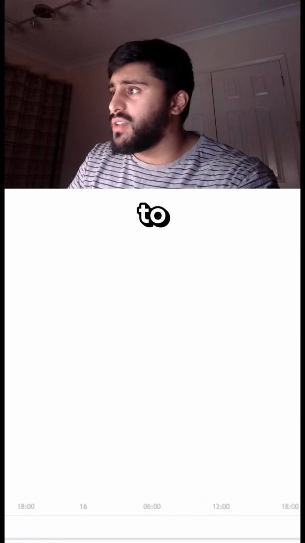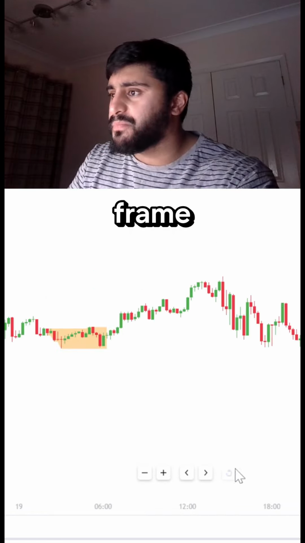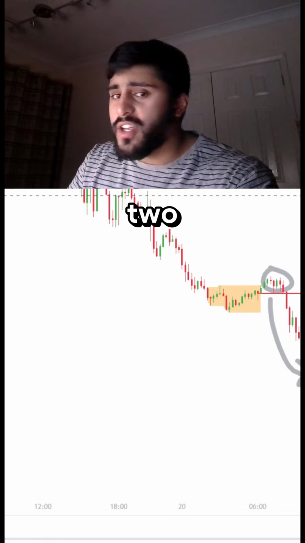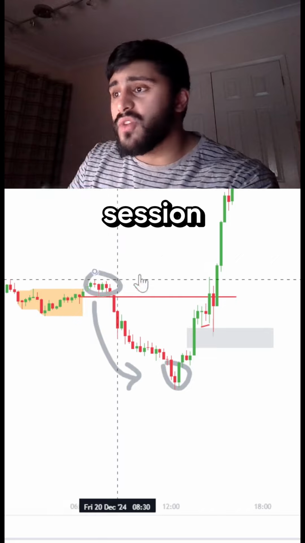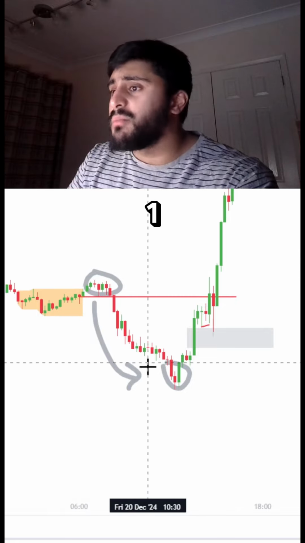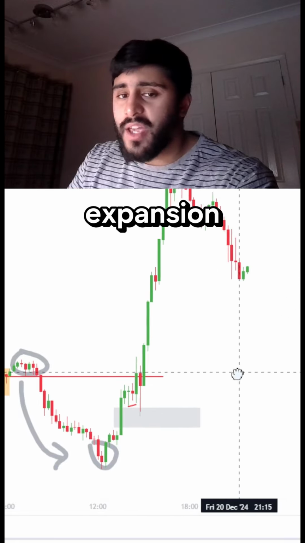So we head back to the 15-minute time frame. We see the two-phase manipulation model playing out. So we see accumulation with the Asian session range. We see manipulation phase 1, manipulation phase 2, and then the expansion to the upside.